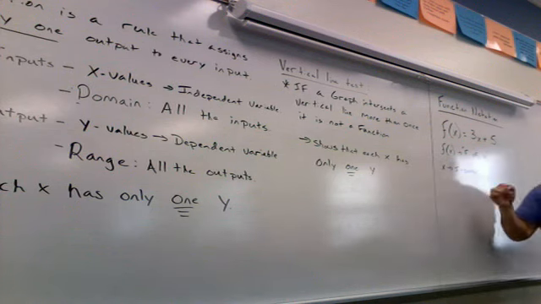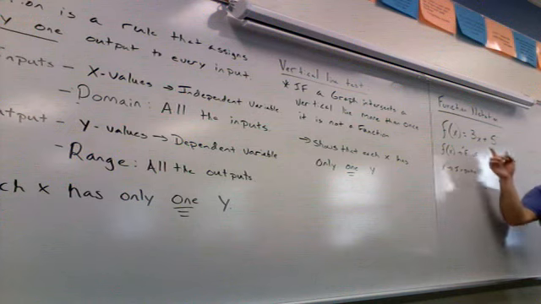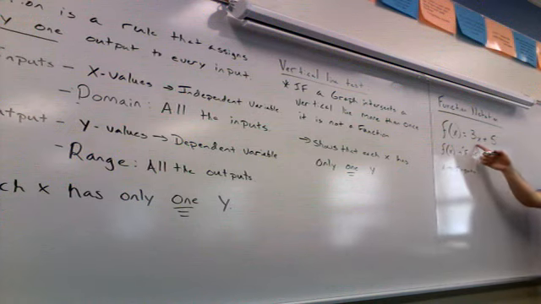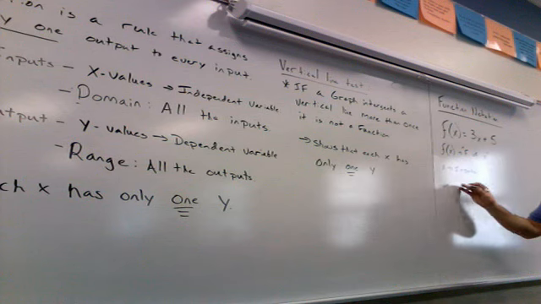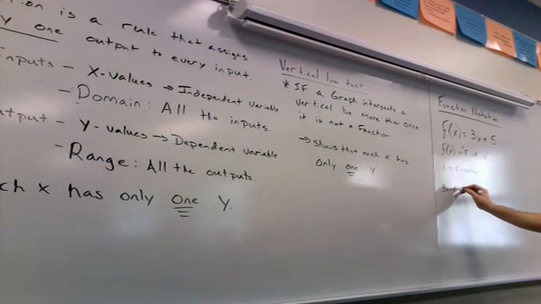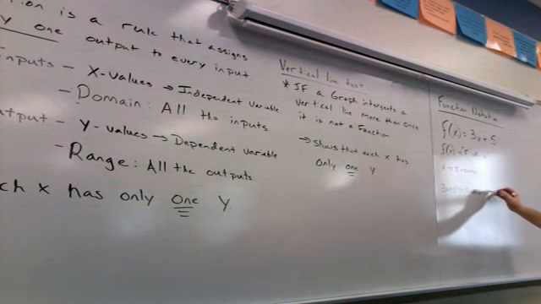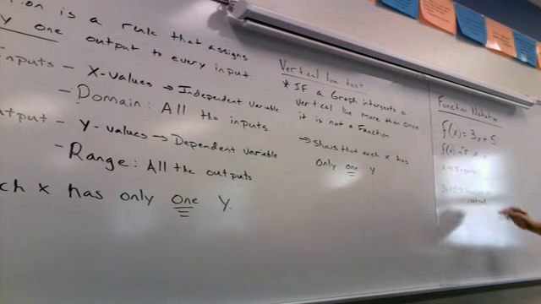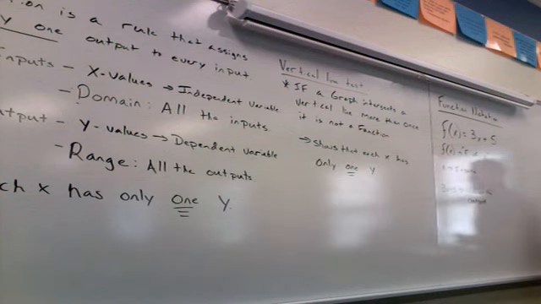Okay. Now, how do I find my outputs? We plug the number in here for X, and that'll give me my output. So 3X plus 5, that gives us the output. Okay. 3X plus 5 gives us the output.